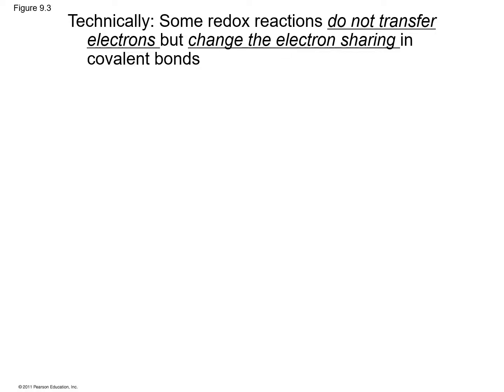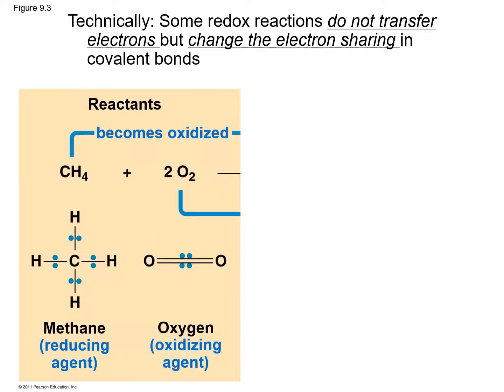Another thing to point out here, because this can be confusing, technically some redox reactions don't show a transfer of electrons, or they don't actually transfer a number of electrons. However, they change the electron sharing in the covalent bonds. Here's an example. Here we have methane, and you can see that the electrons are being shared equally-ish between the carbon and the hydrogen. So this is pretty much a covalent bond here.